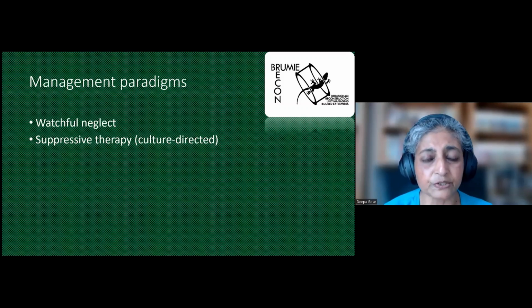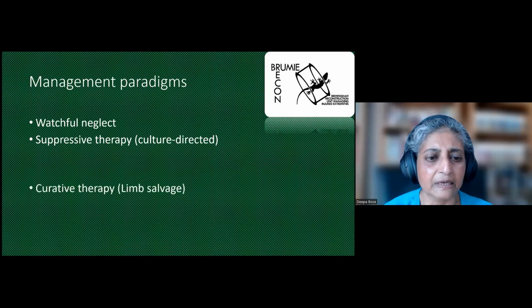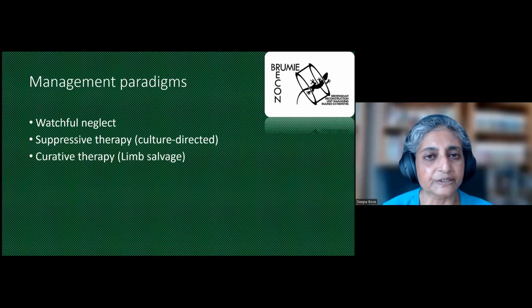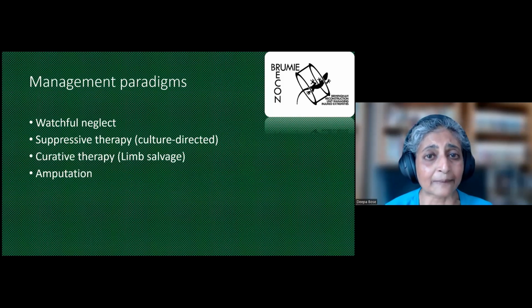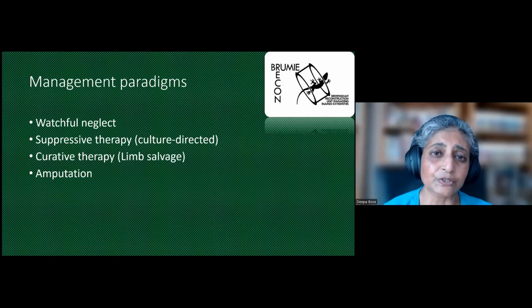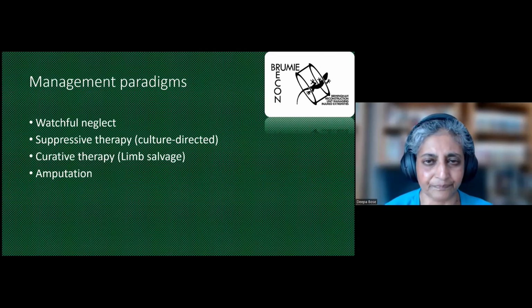However, if you have patients who are able to withstand big complex surgery, then you can do either of these two. So you can look to eradicate the infection, but keep the limb, so limb salvage, or you could do an amputation depending upon a multitude of factors. But essentially, these are the 4 management strategies that you can use to treat bone infection. So watchful neglect, suppression, limb salvage, or amputation.